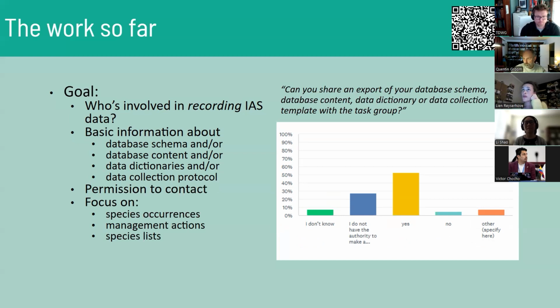So from the moment we know that people are using specific vocabularies for specific terms, if they are focusing on, for instance, management actions only, these are interesting databases for us. So it's good to know that we can contact those persons to perhaps have a screenshot or a sample of their data and then start digging into the details. So what we are really doing now is to identify the data holders and what is in their data. We focus on species occurrences, management actions, and also on species lists.